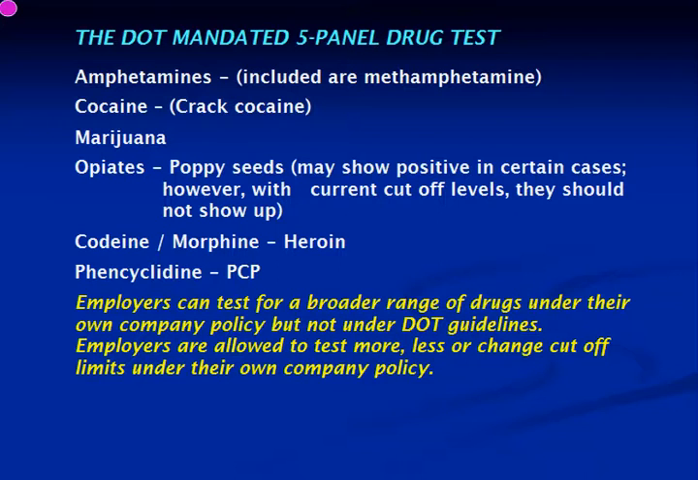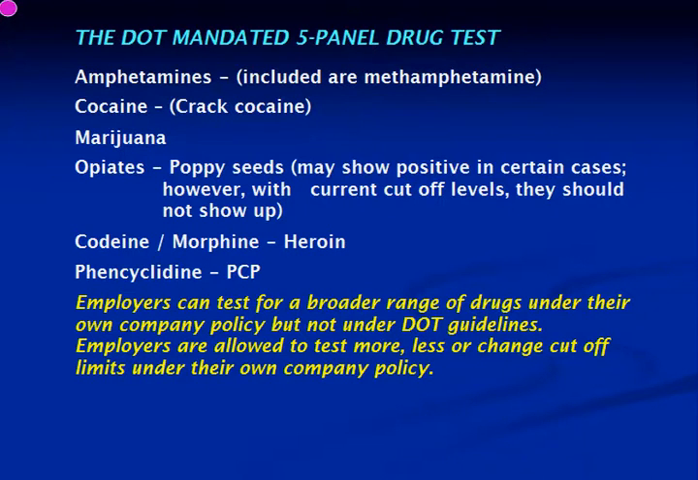The DOT mandated 5-panel drug test. Amphetamines. Included are methamphetamine, cocaine, crack cocaine, marijuana, opiates. Poppy seeds may show positive in certain cases. However, with current cutoff levels, they should not show up. Codeine and morphine, heroin, phencyclidine, PCP.